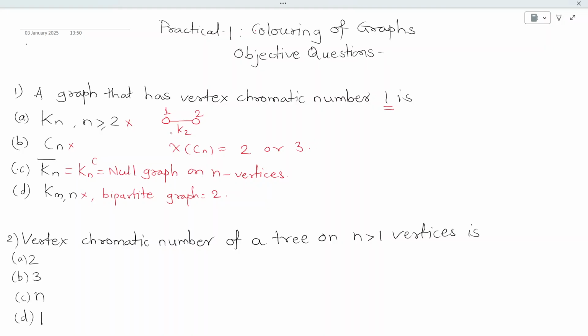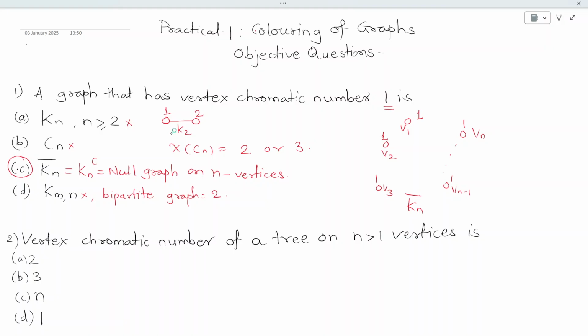So Kn complement is the correct option. The null graph has vertex chromatic number 1. Let us draw the null graph on n vertices. Suppose these vertices are v1, v2, v3 and so on, vn minus 1, vn. Since there is no edge between any two vertices in this graph Kn bar, we can color all these vertices using a single color. So the chromatic number of Kn bar is 1. Option C is the correct option.